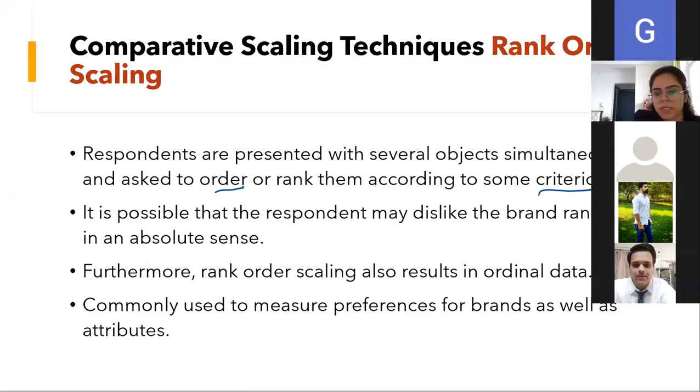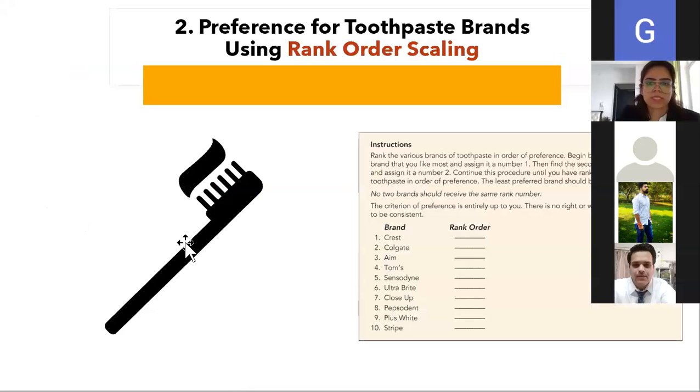It is possible that respondents may dislike the brand ranked one in an absolute sense. They may not like any brand, okay, although he is ranking it as number one, but still he might dislike the brand. Furthermore, rank order scaling also results in ordinal data, commonly used to measure preferences for brands as well as attributes. So this is one example for rank order scaling.